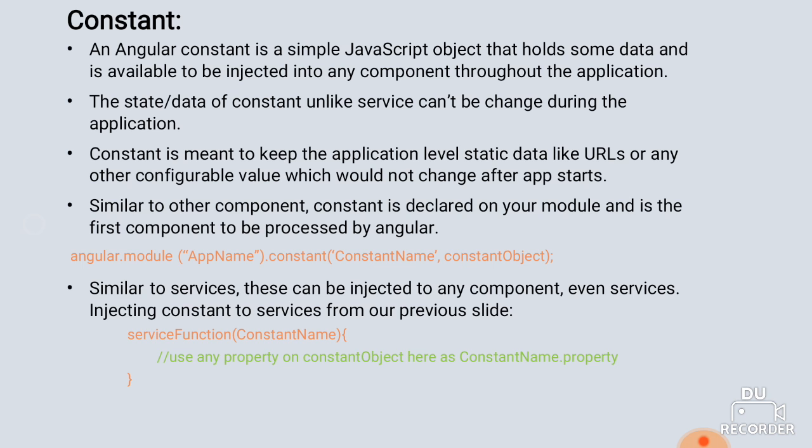This object can be declared as a dependency into various other components, like we have declared this constant name as a dependency in our service function by including it in the service function constructor. Then this constant name can be used to retrieve any property from it inside this service.